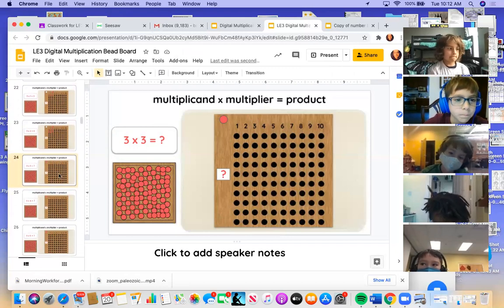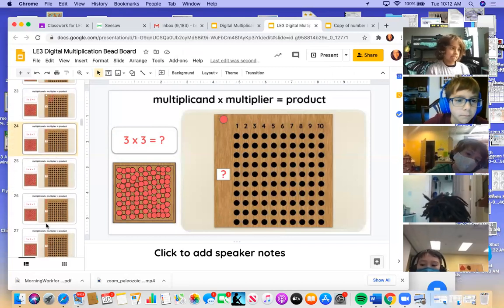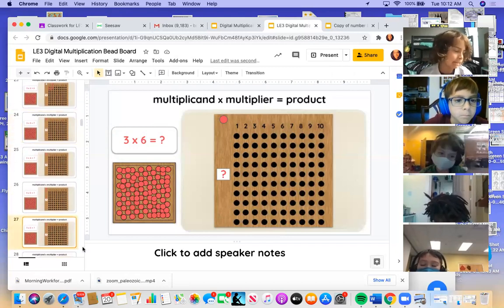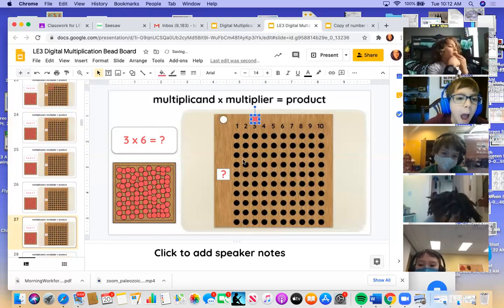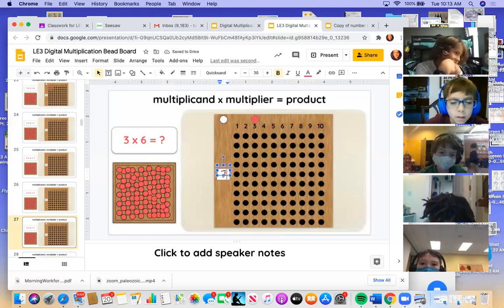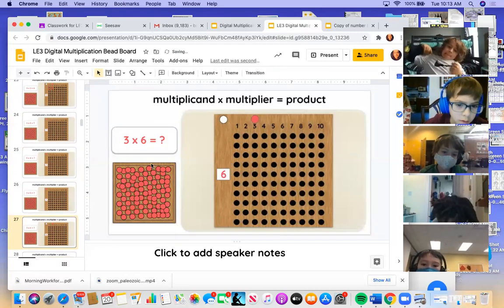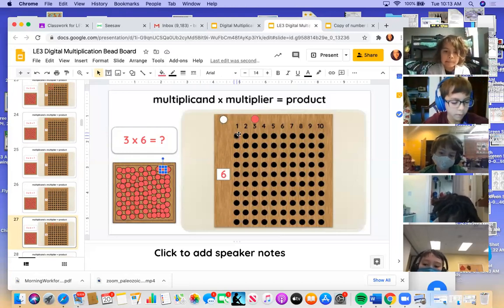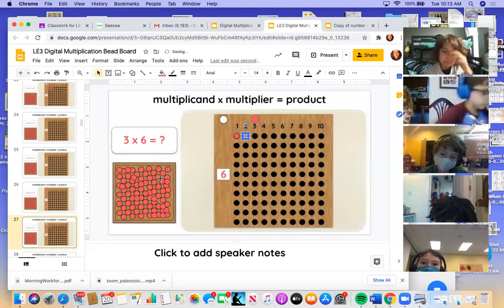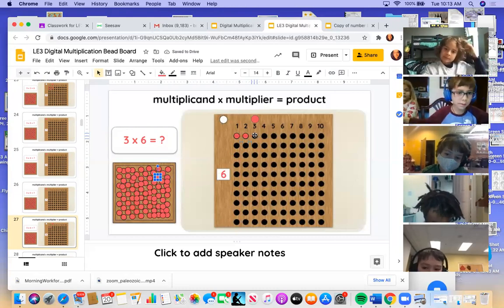Let's skip down and do a tougher one. You guys want to do it? How about 3 times 6? Our multiplicand is still 3. All of these that we're doing are in the 3s, but we're going to multiply it by 6. That's how many rows. The number that's here is how many rows. So we've got 1 row of 3, 6 rows of something.